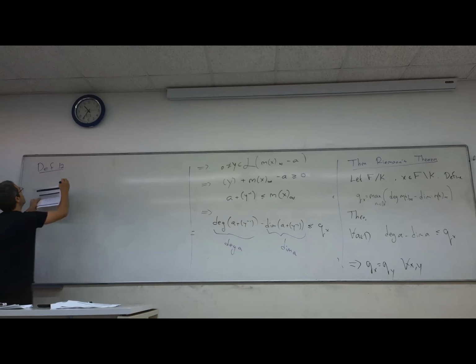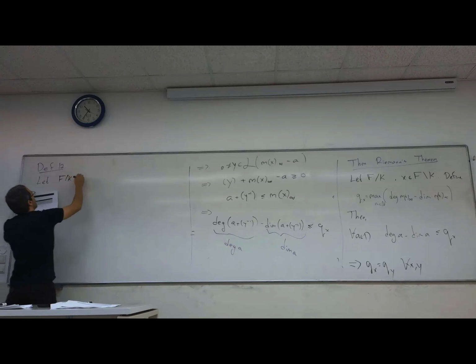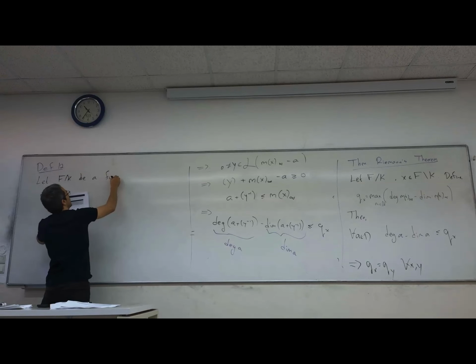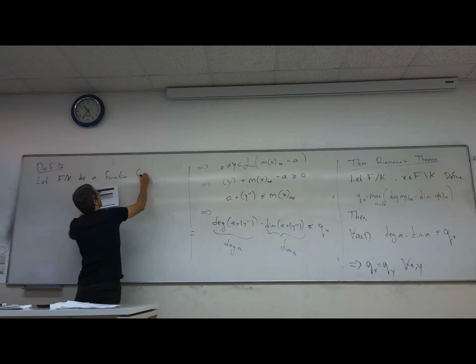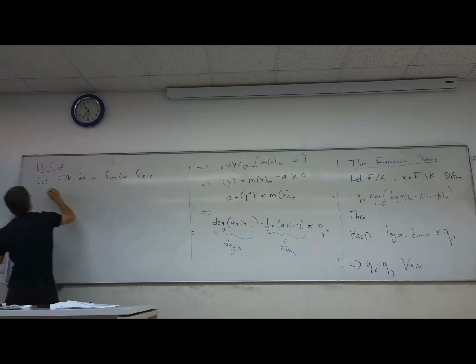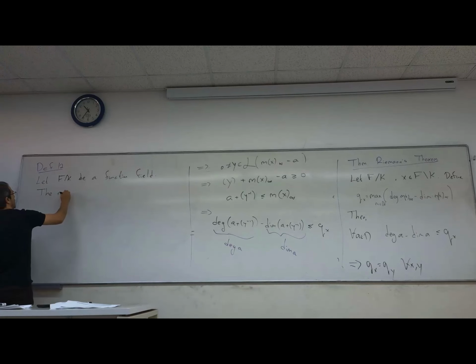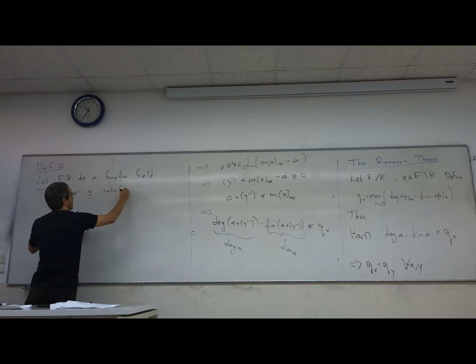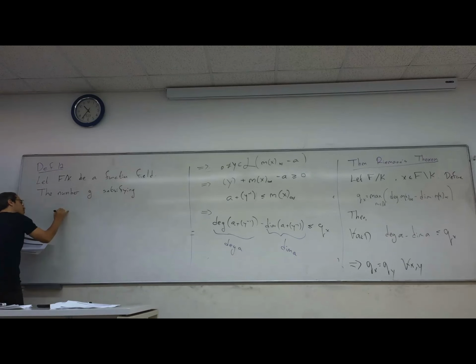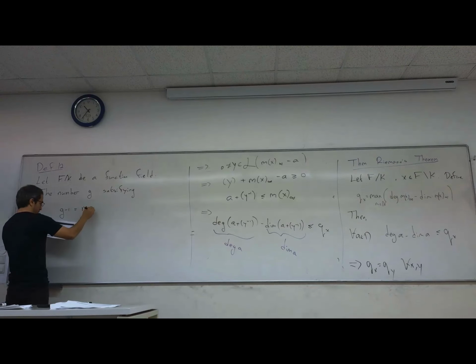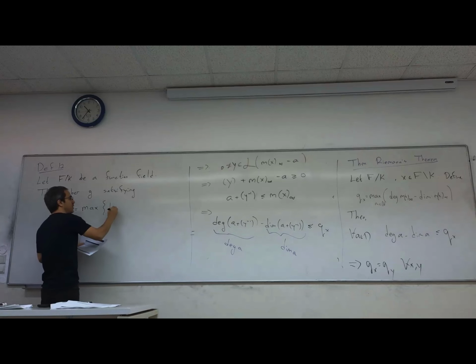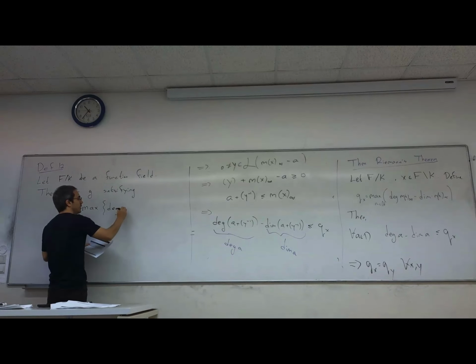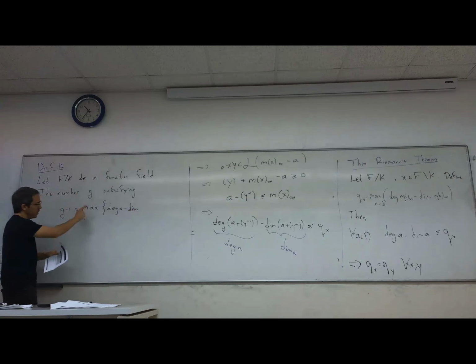But at least with this theorem, we can finally define the genus. So let K be a function field. The number G satisfying... Technically you should take G minus 1, you'll see why. It's just a choice, but it's a better choice. So, we said that the degree minus dimension of every divisor is bounded. So the genus is essentially the maximum, or the maximum plus 1.